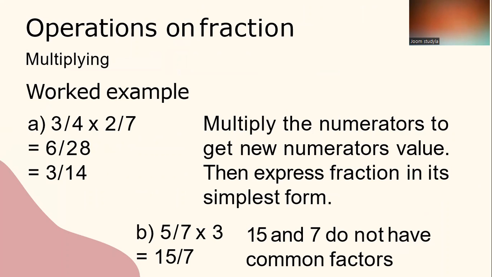Operation on fractions. When multiplying two or more fractions together, you can simply multiply the numerators and then multiply the denominators. Sometimes you will then need to simplify your answer. It can be faster to cancel the fractions before you multiply.